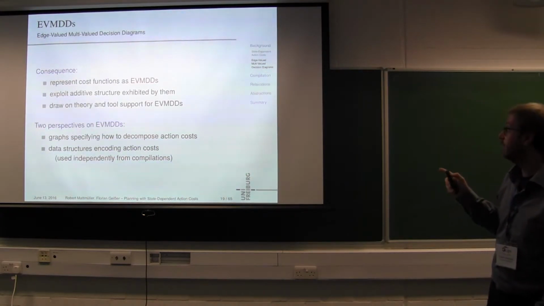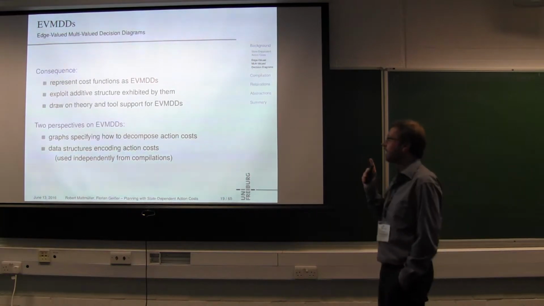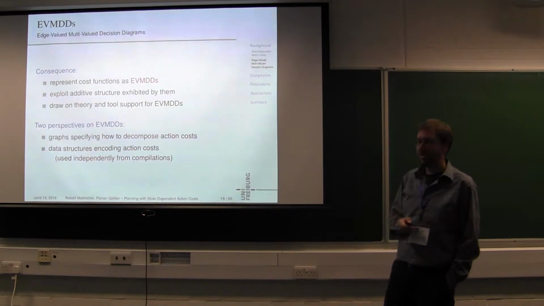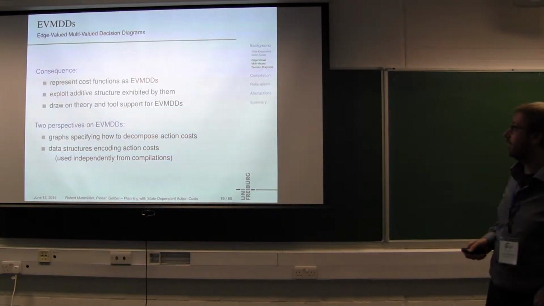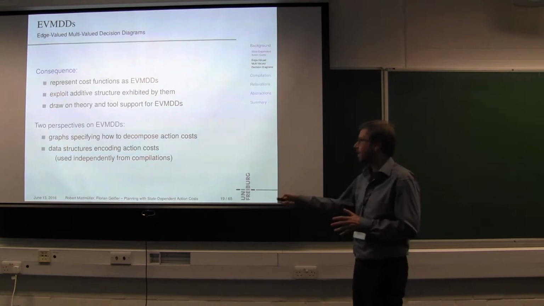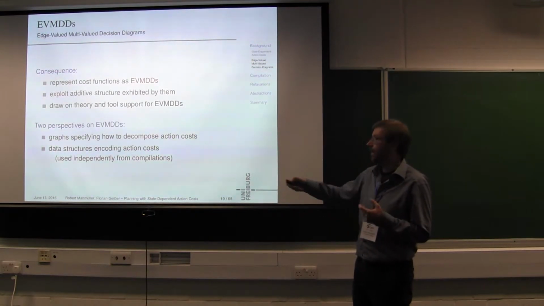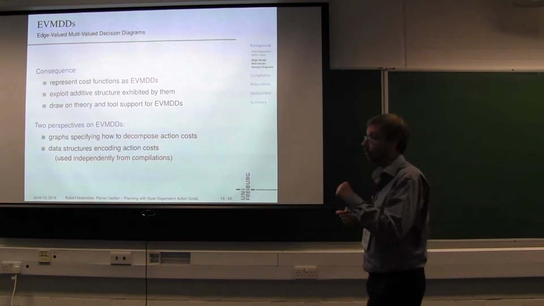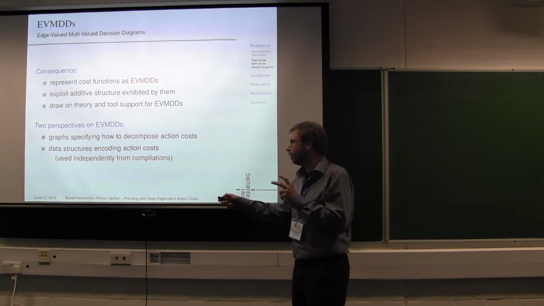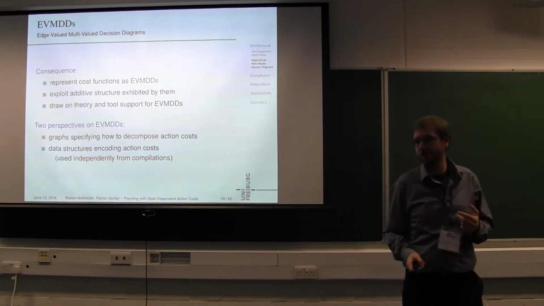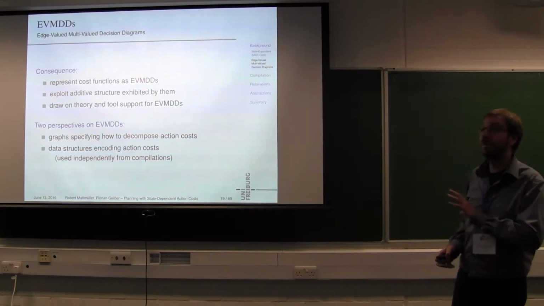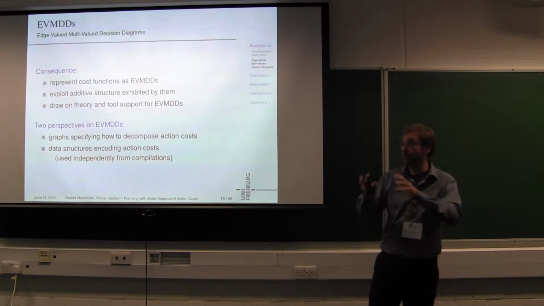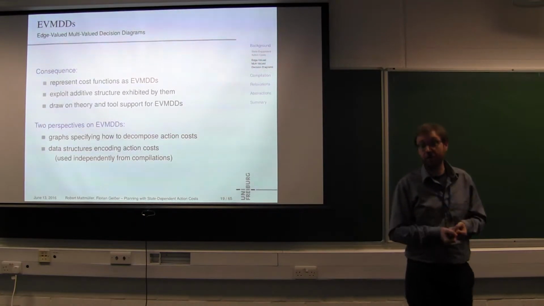Before I talk about edge-valued diagrams and these compilations and everything, one last remark. The way I motivated the diagrams, or derived them, was through compilations. So they're kind of graphs specifying how to decompose or compile away action costs. But it's only one of 2 possible views on them. You can also just think of them as data structures that you could use to encode action cost functions completely independently of how you use them next. So you don't necessarily have to take these graphs and base a compilation on them.